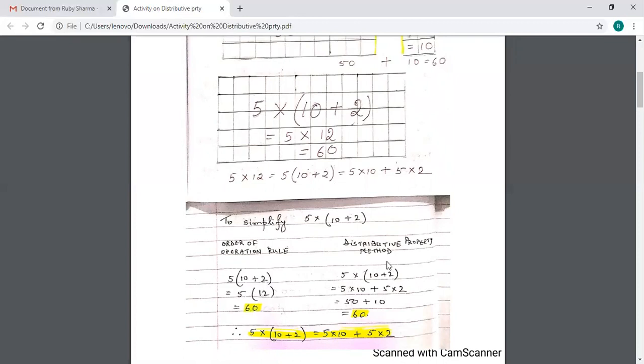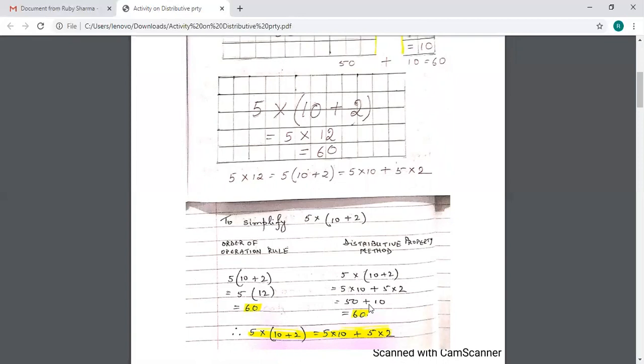According to the distributive property, what do we do? We distribute this 5 to the members of the group, each member of the group. So 5 into 10 plus 5 into 2. Can you see here? 5 into 10 plus 5 into 2. Now, since this number has been distributed to both the members, we remove the bracket from here and we write in this manner. Then multiplication, this comes under the order of operation rule.